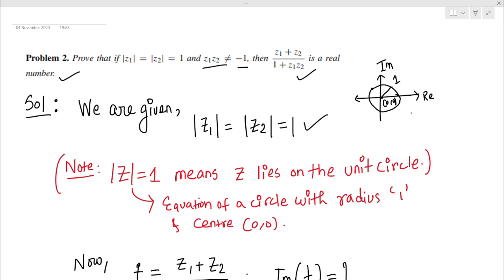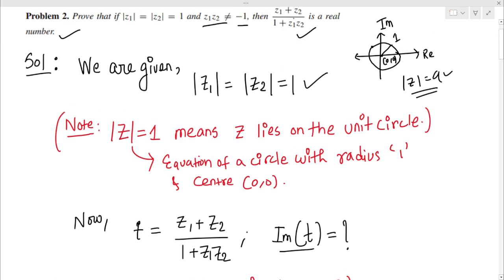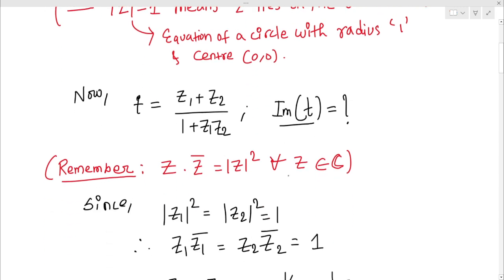And if you were to write mod z equals a, this would mean it's a circle centered at origin with radius a. So complex geometry is not something very hard, but it basically translates Cartesian equations to complex numbers. Now, in order to approach this problem, we will let t equal (z1 plus z2) whole divided by (1 plus z1 z2). And we want to first find out what is the imaginary part of t. Why are we taking this approach? Because we know that we have to prove that this expression is a real number. And if it is a real number, then obviously its imaginary part should be 0.